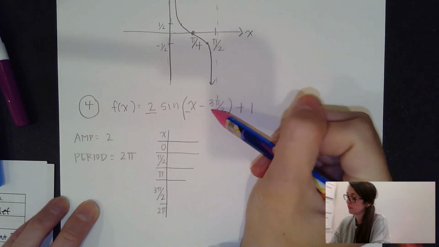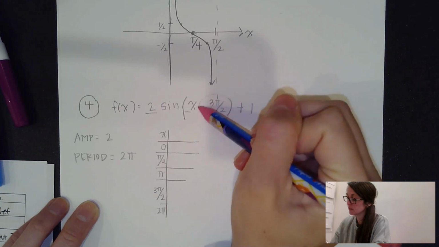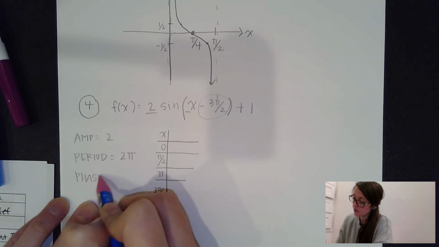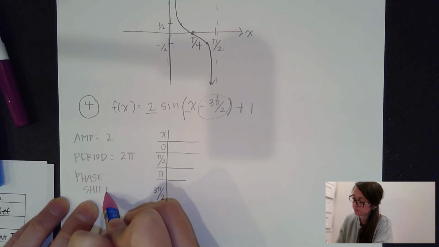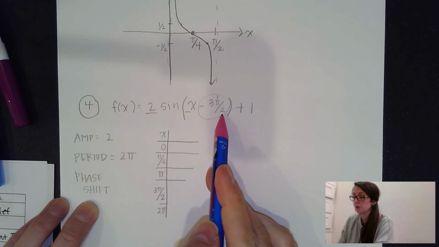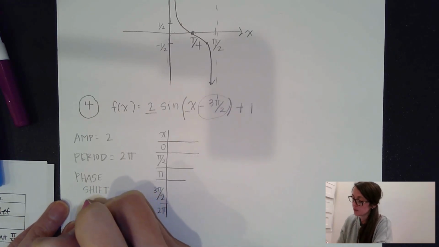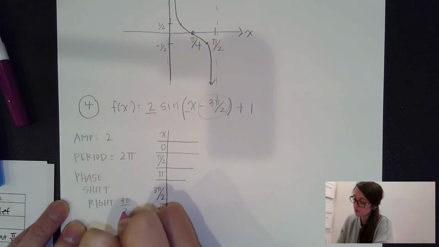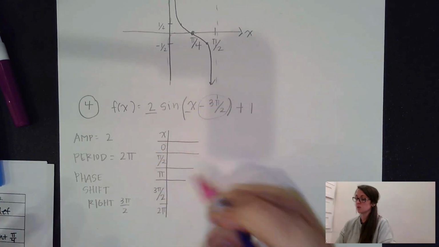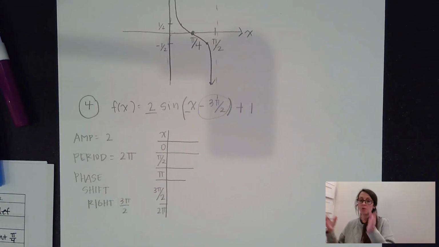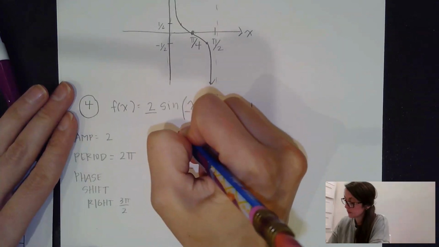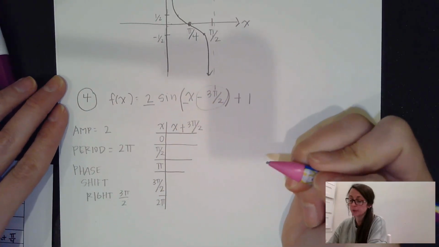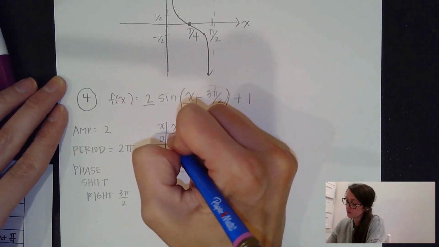Alright, but I'm going to have a phase shift. This minus right here means I am going to have a phase shift, and that phase shift is going to shift it 3 pi over 2 to the right. So I'm going to take all these x values and shift them a whole 3 pi over 2 to the right side. I'm going to take this column of x values and add 3 pi over 2 to it. So 0 plus 3 pi over 2 is 3 pi over 2.